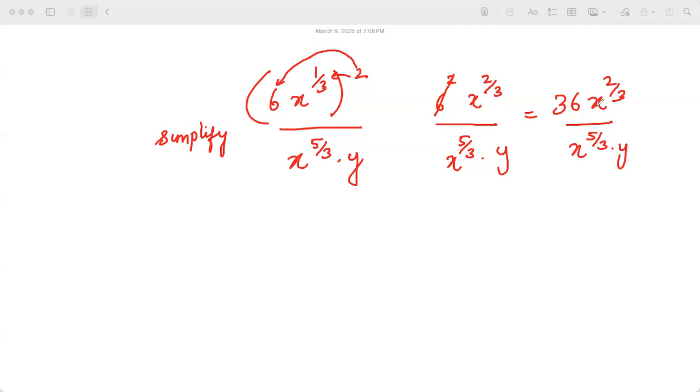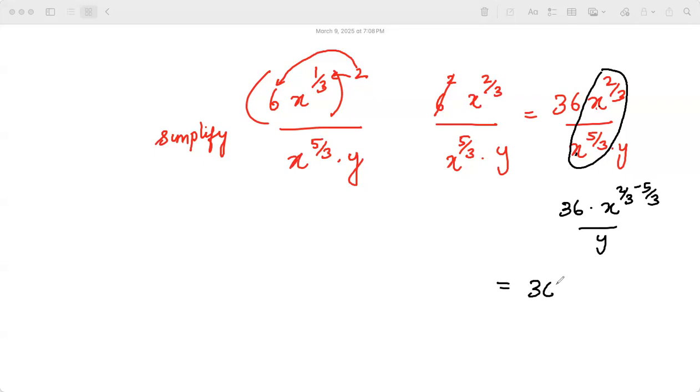Okay. So now x is present in both numerator and denominator, correct? So this needs simplification. See, the same base, but when they are divided, what you should do, you have to subtract the powers. 36 times x power of 2 by 3 minus 5 by 3. The denominator has the y. So that becomes 36 times x power of, what is that? Minus 3 by 3, right? Yeah, minus 3 by 3 divided by y.